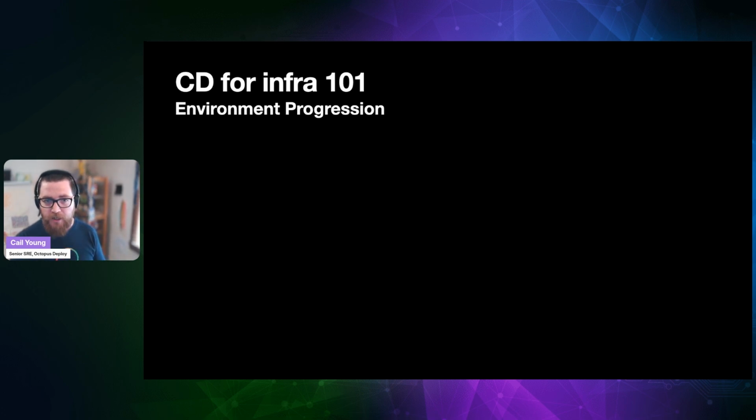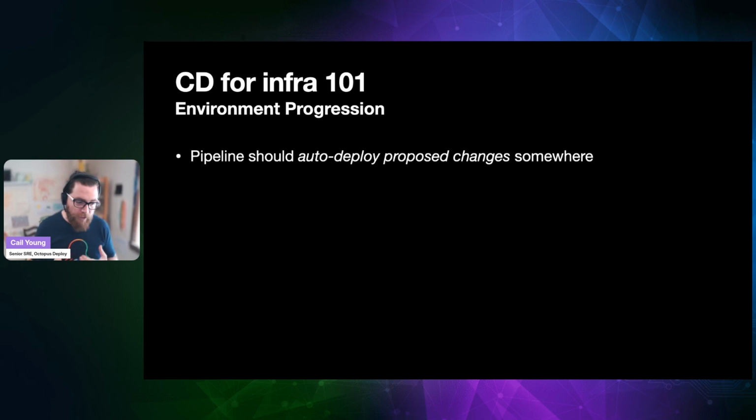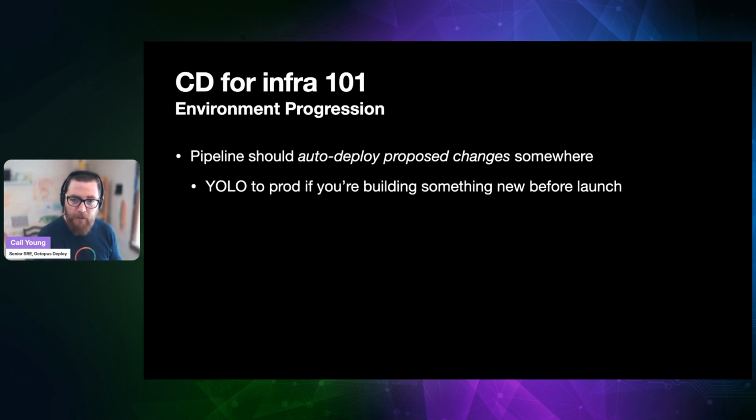So once you've got progression set up, what do you do with that? Well, I'm going to say your pipeline should be automatically deploying any proposed change somewhere. Now, if this is a brand new service, maybe you're going to be deploying this straight to production. YOLO is a term we use. You only live once, kind of take a bunch of risks. If you're not actually using a production environment yet, feel free to just go send stuff straight there. Commit and ship, commit and ship, commit and ship.